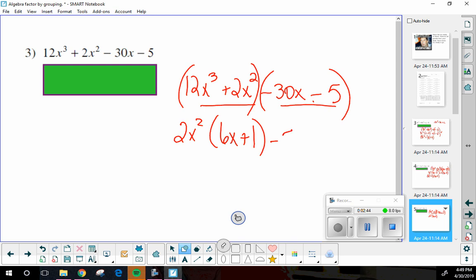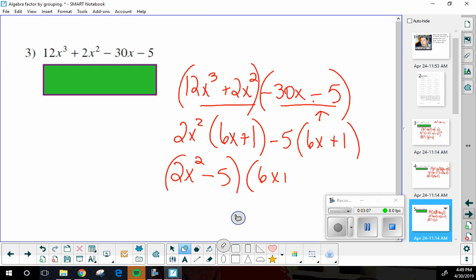So this would be minus 5, and then that would be 6x plus 1, because negative 5 times positive 1 will get you that negative 5. And so our answer then is 2x squared minus 5 times 6x plus 1.